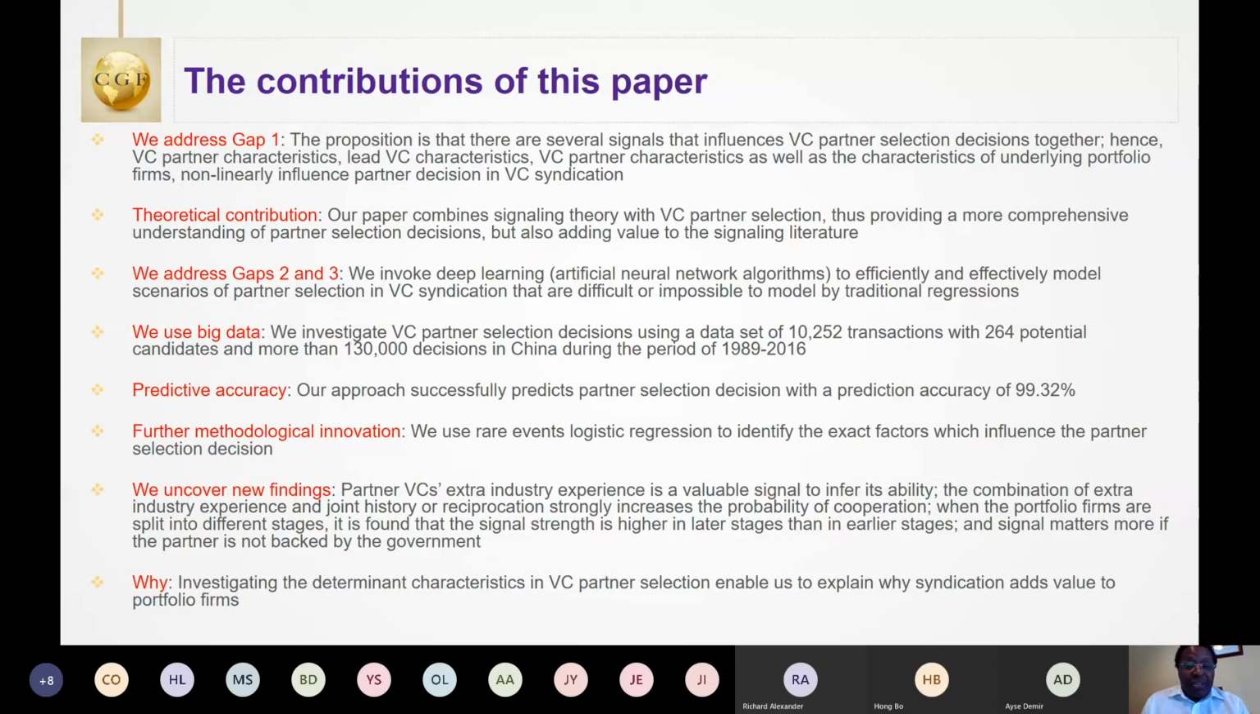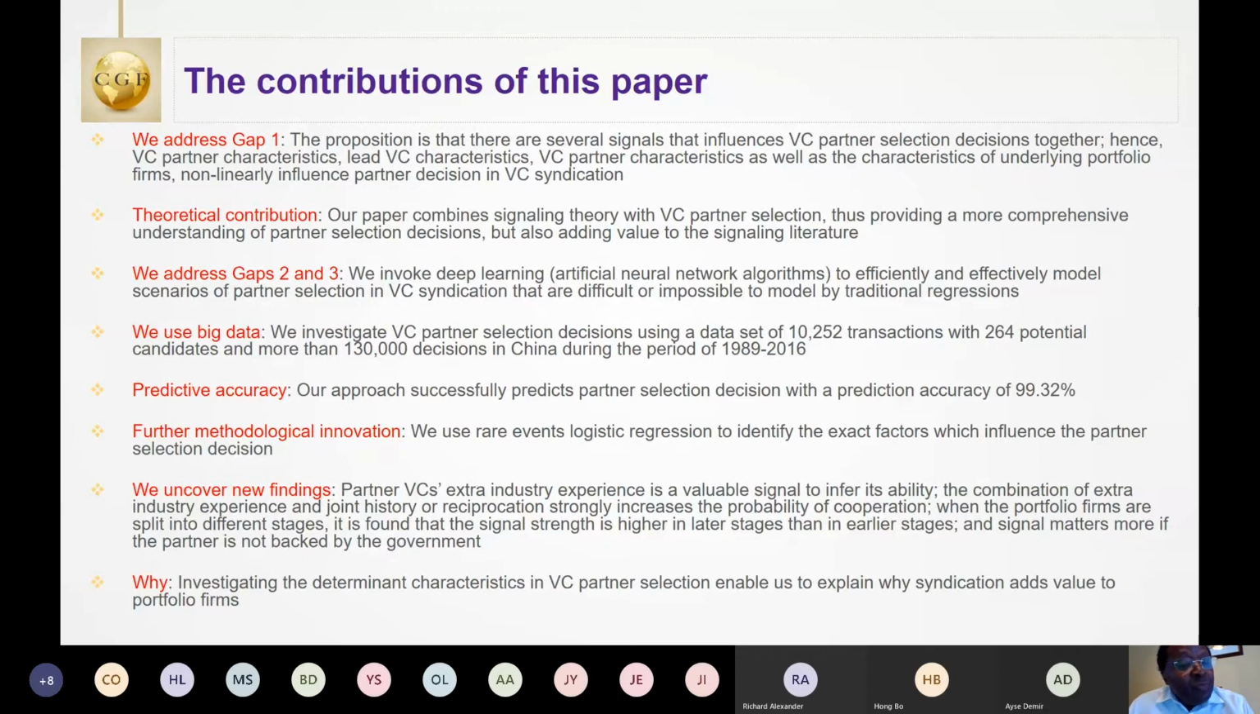We also address gaps 2 and 3 by invoking deep learning, artificial neural network algorithms, to efficiently and effectively model scenarios of partner selection in VC syndication, which would otherwise be difficult or impossible to model by traditional regression methods. We also use big data, and I say big in quotes because it could have been much more than this in terms of data. So we use a big data set from China that I explained at the start of the discussion, and then we're able to obtain new results.